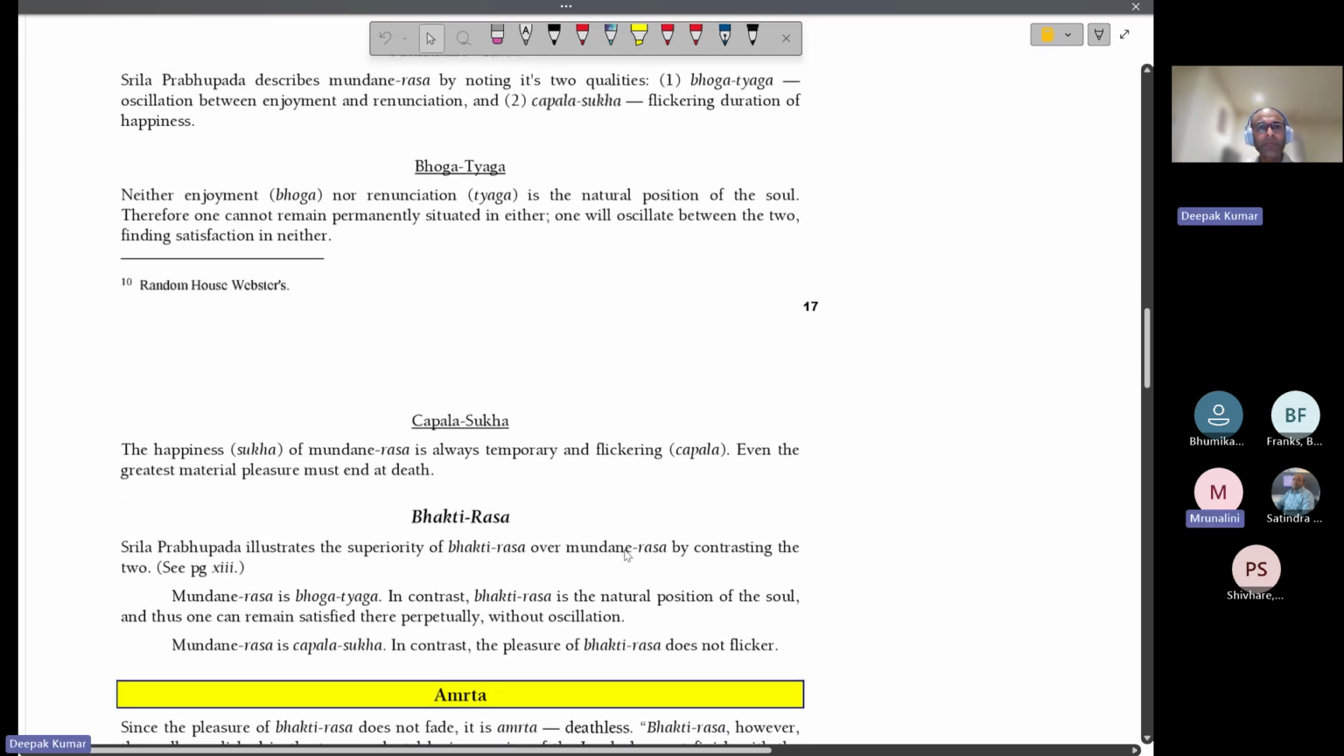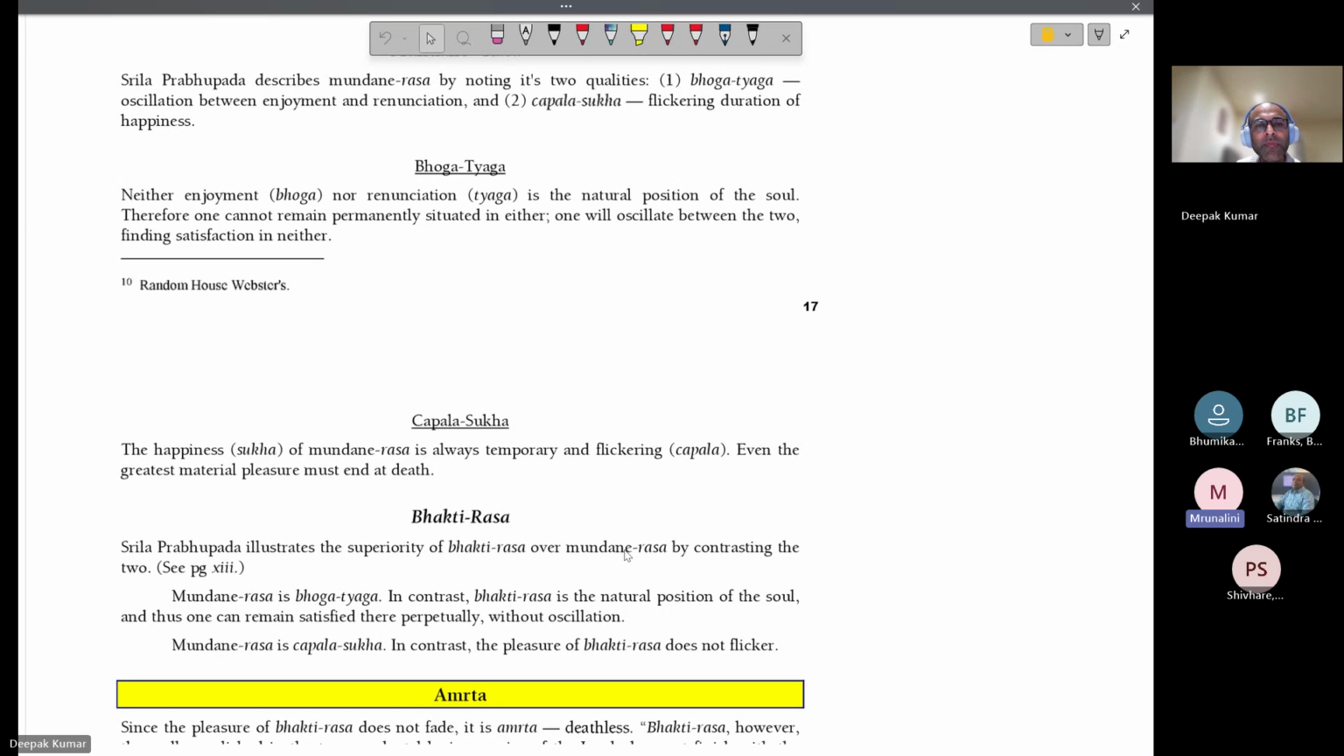Bhoga tyaga: neither enjoyment, bhoga, nor renunciation, tyaga, is the natural position of the soul. Therefore, one cannot remain permanently situated in either. One will oscillate between the two, finding satisfaction in neither. Chapala sukha: the happiness, sukha, of mundane rasa is always temporary and flickering, chapala. Even the greatest material pleasure must end at death.